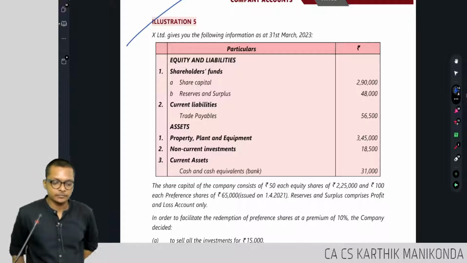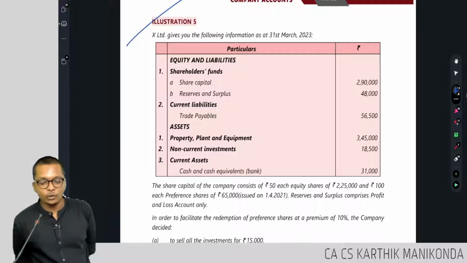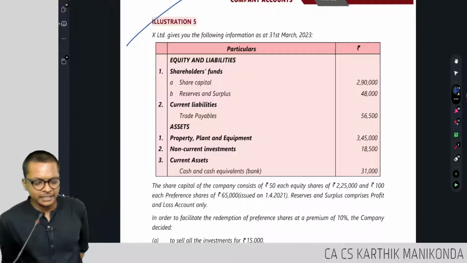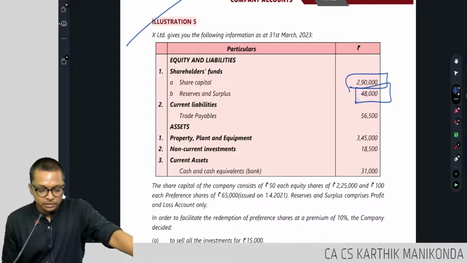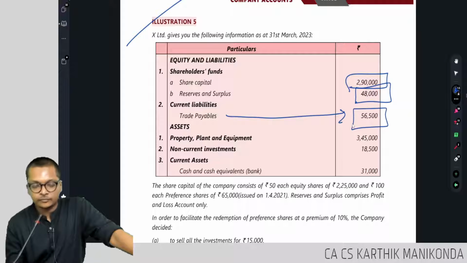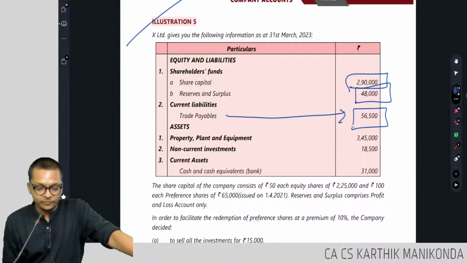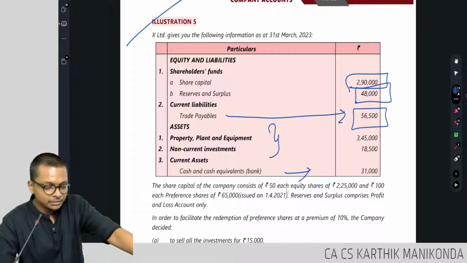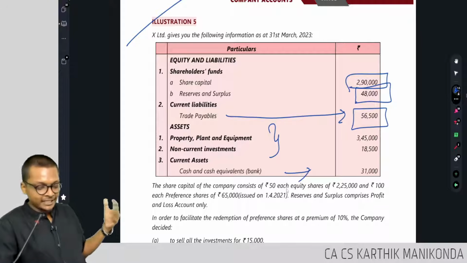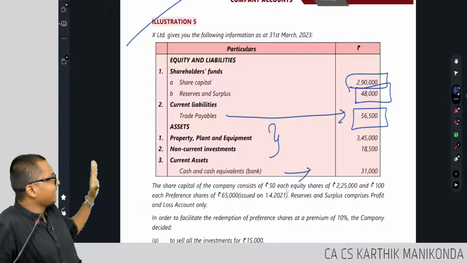Illustration 5. They have given us the following information. Equity and liability. Shareholders' funds is 2,90,000. Reserves and surplus is 48,000. Current liabilities, trade payables is 56,500. Then they have given some assets, cash and bank. Don't expect this balance sheet to tally. If it's tallying, well and good, but they have given an extract.